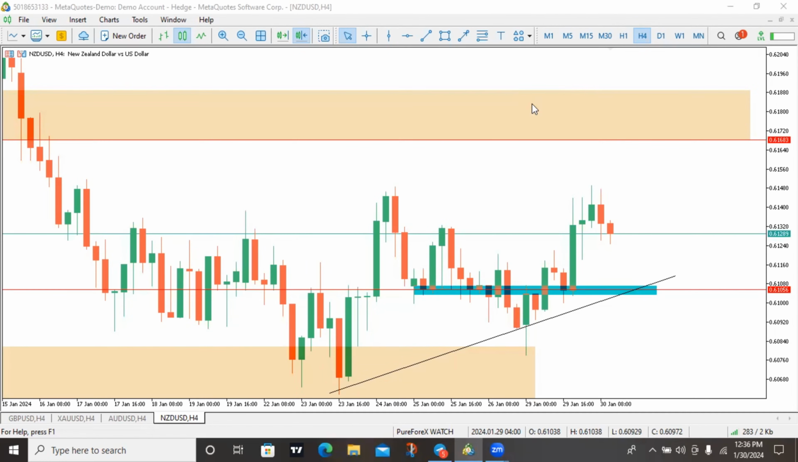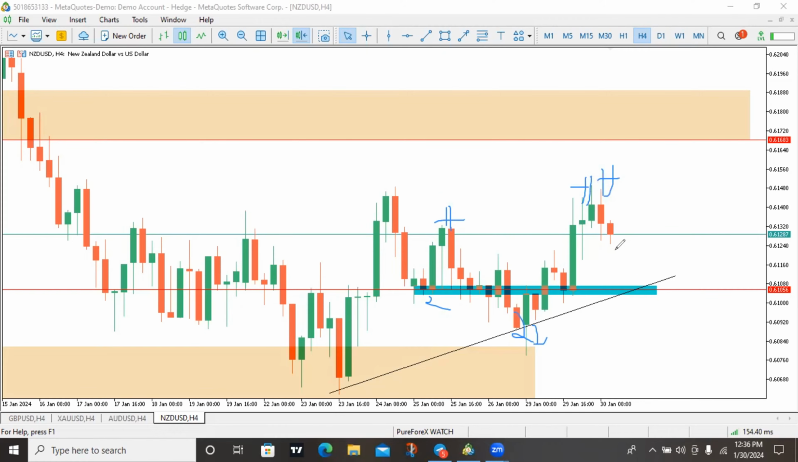Hello guys. Okay, we're going to be looking at NZDUSD today, dated January 2024. All right, so we can actually see a QMC from the H4 time frame, right? So this is the high, this is the low, this is the lower low, and then we have the higher high.